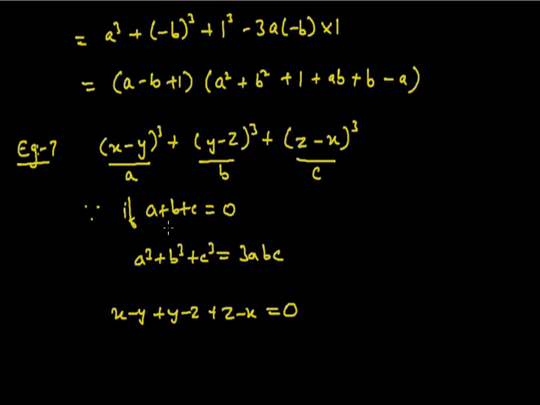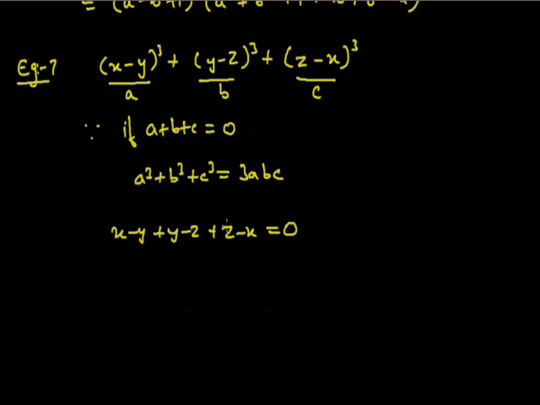It means a plus b plus c is equal to 0. As a plus b plus c is equal to 0, so a cube plus b cube plus c cube is equal to 3abc. So it means (x minus y) whole cube plus (y minus z) whole cube plus (z minus x) whole cube is equal to 3abc, that is 3 into a is x minus y, b is y minus z, and c is z minus x.